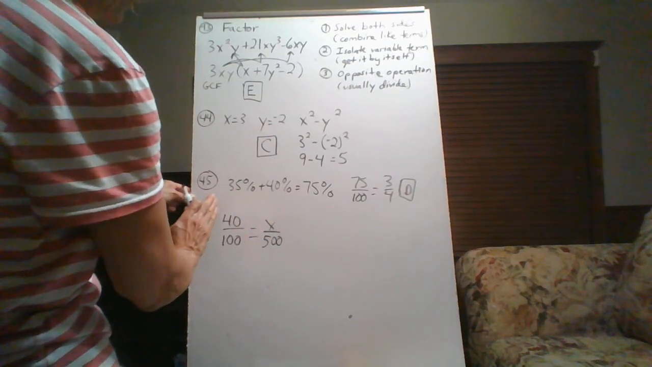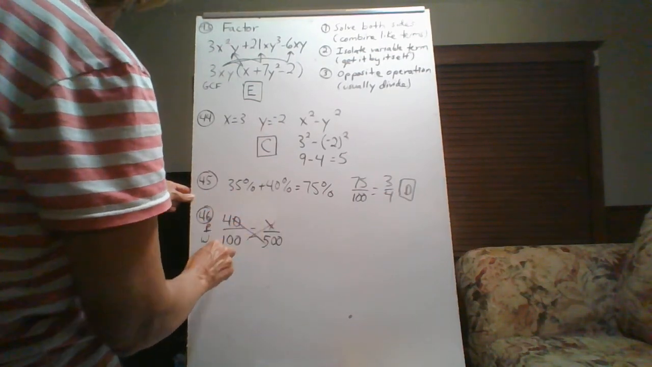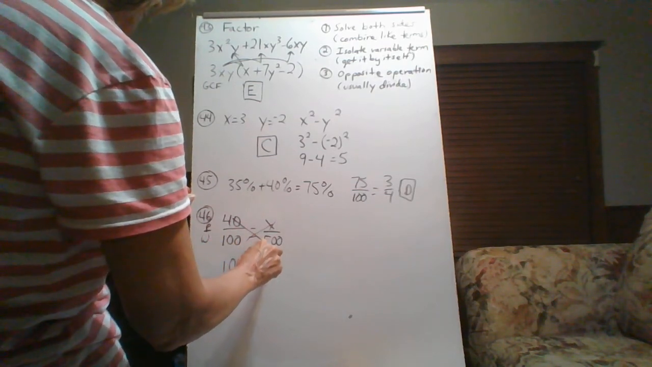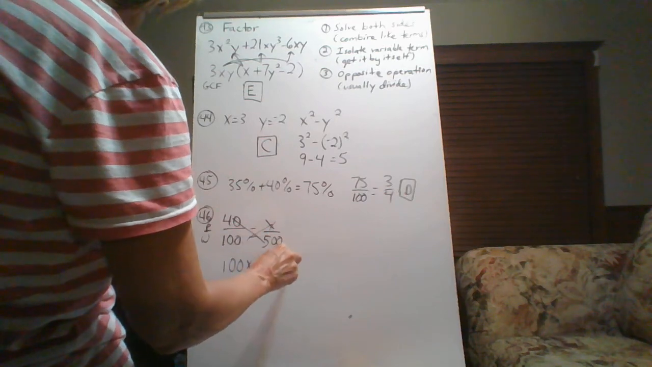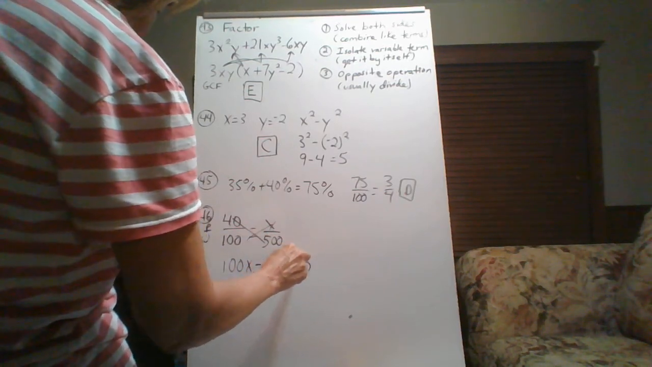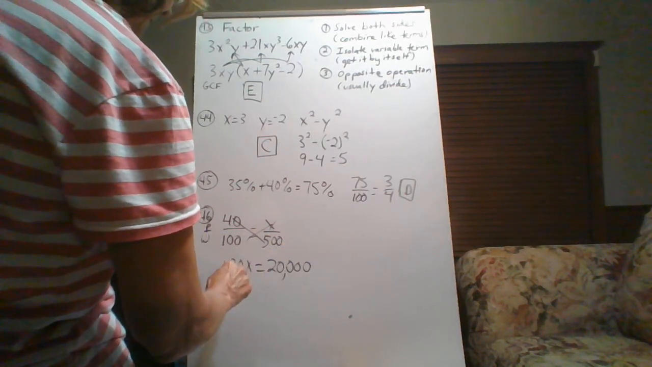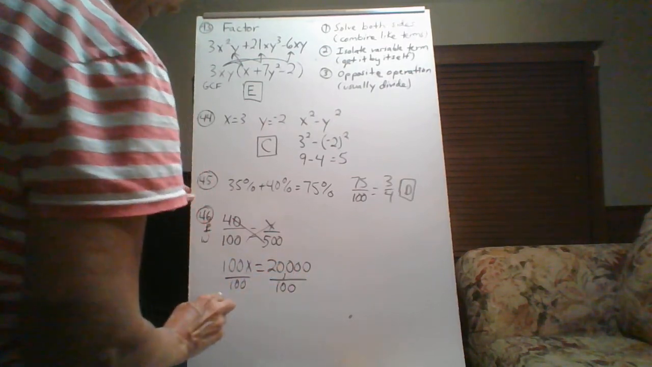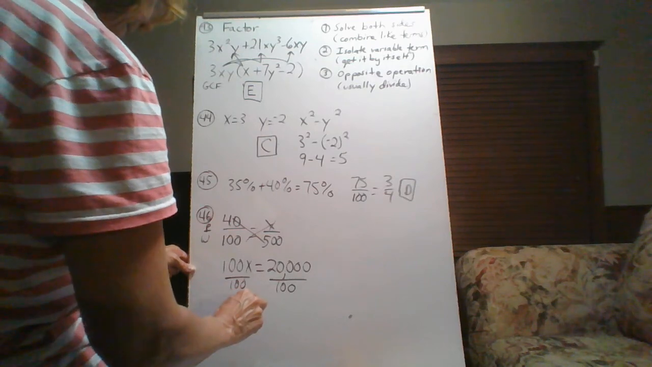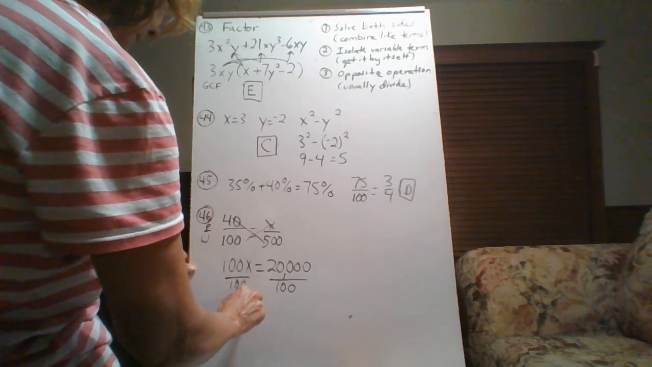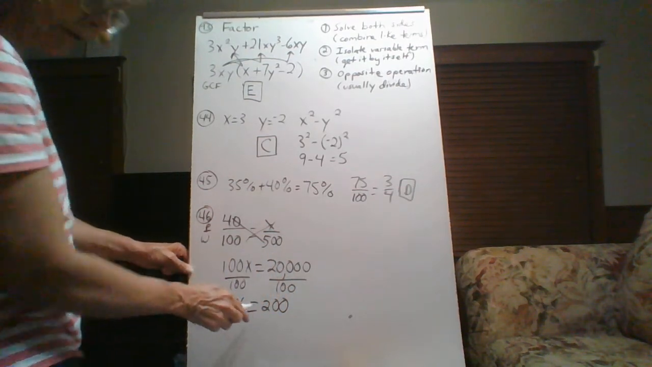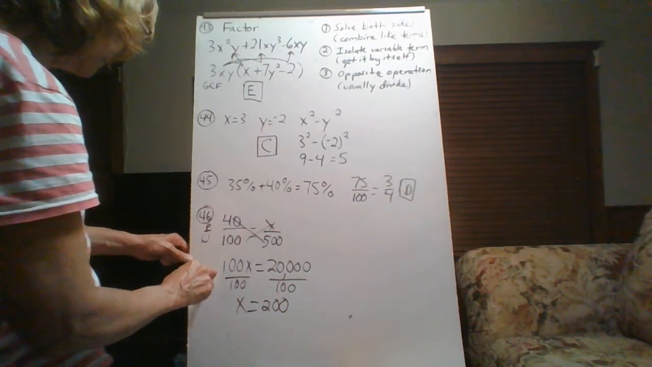Well, hey, equivalent fractions, cross multiply. So I end up with 100x equals, and you can use your calculator, 20,000. I'm going to divide by 100. I'm going to divide by 100. Okay. And I'm going to get x equals 200. So 200 of my employees, which is answer B, would be there.